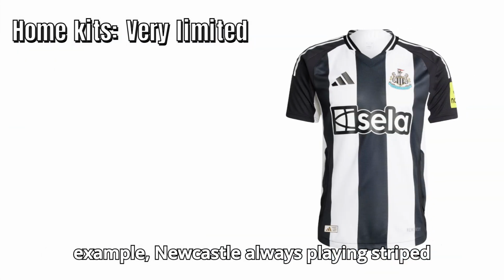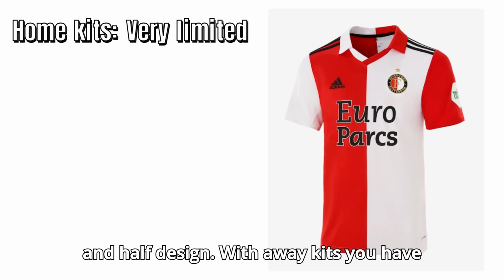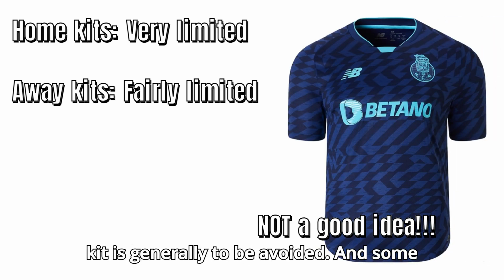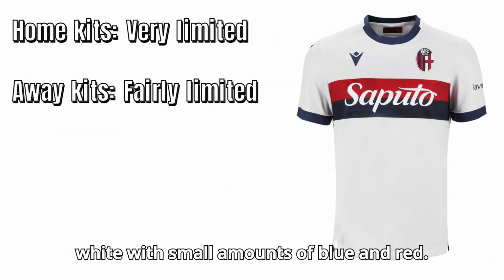For example, Newcastle always play in striped home kits, and Feyenoord always use a half and half design. With away kits you have more options, but you can't use a colour that features a lot in the team's normal home kits. For example, a blue Porto away kit is generally to be avoided, and some teams use certain colours for their away kits too, like Bologna always using white with small amounts of blue and red.